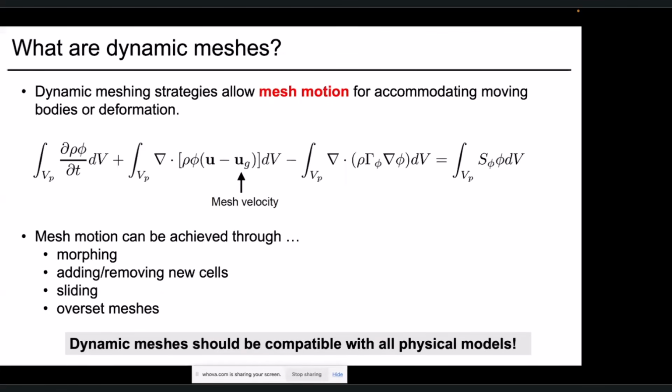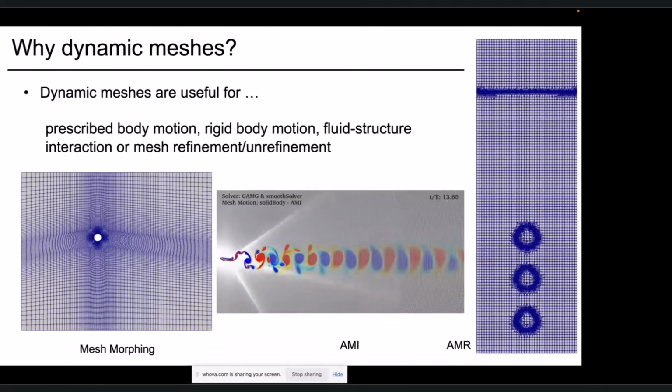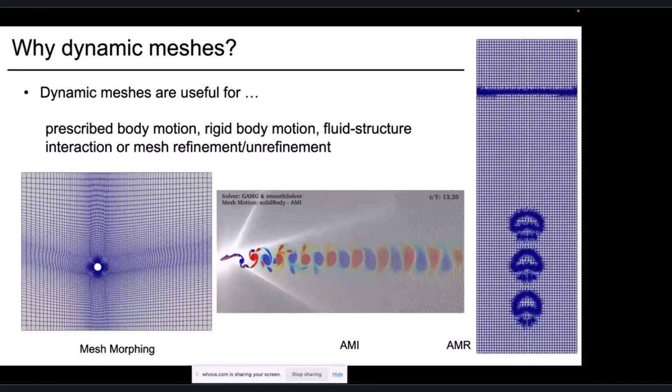Now, you have to keep in mind that all the different applications or tutorials available in OpenFOAM that have not adopted mesh motion, that can be because the problem does not require the mesh to be moved or deformed, but it does not necessarily mean that the dynamic meshing strategy cannot be adopted for that solver. Now, why do we need dynamic meshes?